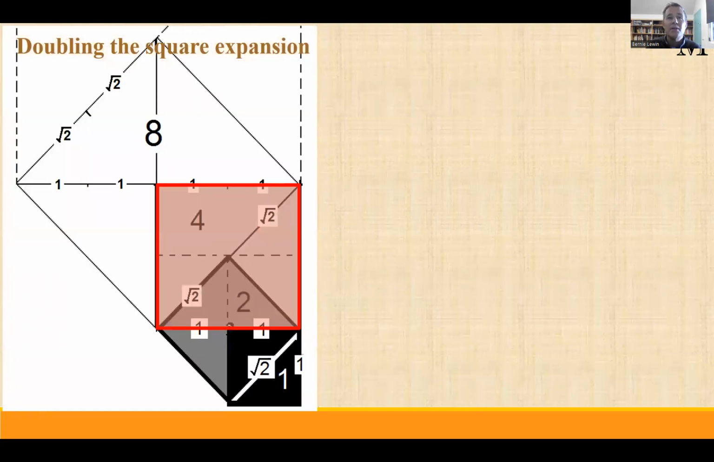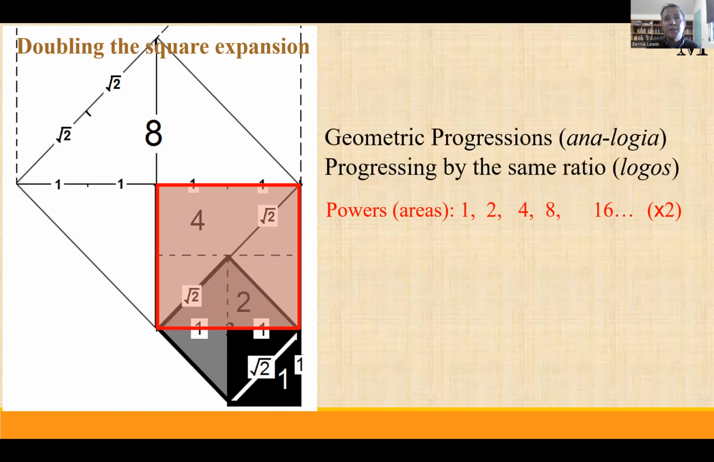And this can keep going on and on and on, and we did this in the first week. Okay, so in the areas, we've got an analogia, a geometric progression, as we call it these days, which is in the power of 2. So we're doubling. We're going from 1 to double 1 is 2, double 2 is 4. That's the areas. So we get this geometric progression progressing by the same logos.